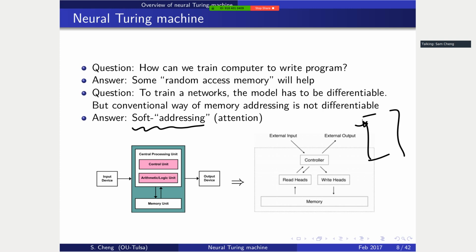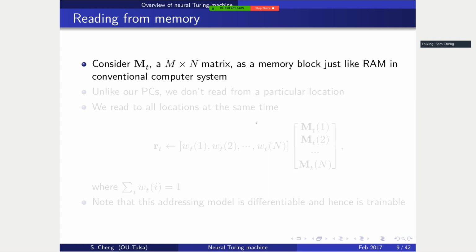It will be soft, and so it will be differentiable. Therefore, we can still use backprop. And essentially this soft addressing is actually just attention, like what we had earlier when we talked about BERT and other attention models. So first, let's look at the actual details of the model.